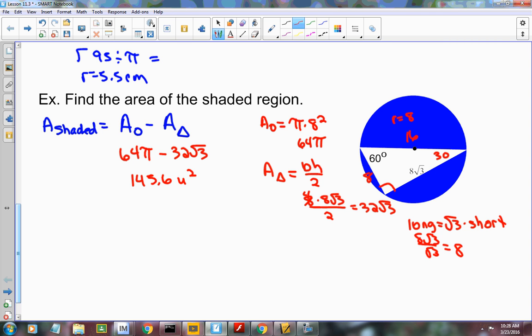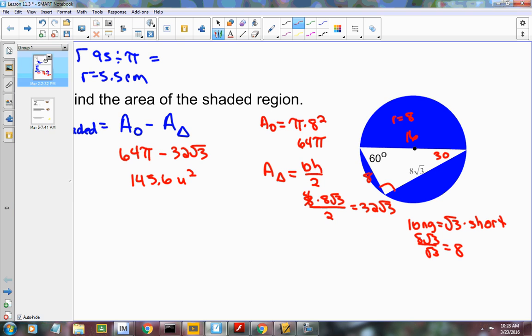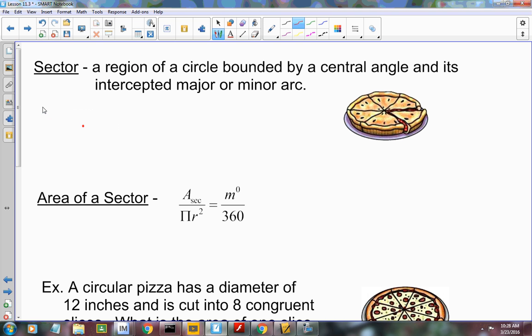Okay? All right. Now, the next thing we want to talk about is a sector. A sector is a region of a circle bounded by a central angle and its intercepted arc. It's basically a little pie piece. This right here is a sector. It's not a triangle because all three sides aren't line segments. This right here is curved. Okay, that is curved. All right, so that's called a sector.